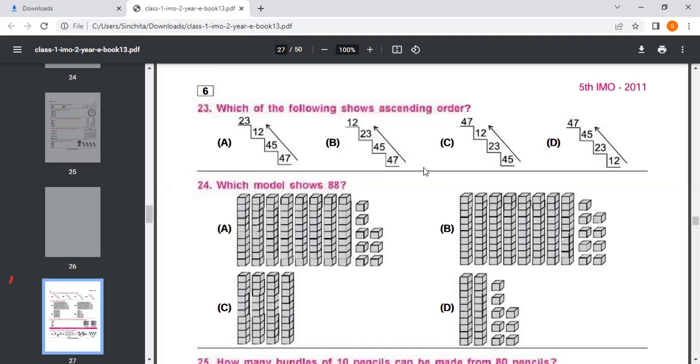In number A, the 47 is the greatest number, and 45 also is the greatest number. In B, 12 is a smallest number, but 23 is a greatest number. So it is not this answer. When 47 is the greatest number, 45 also is the greatest number, 23 is the greatest number, but 12 is the smallest number.